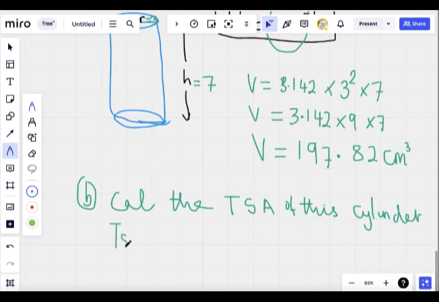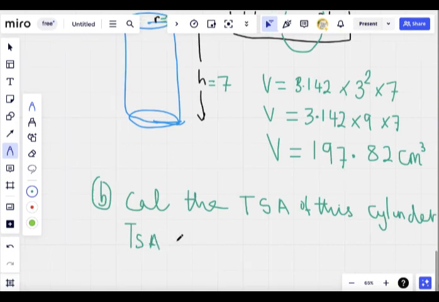Now, the total surface area, we're going to look at how we come about that. It's equal to 2 pi r squared plus 2 pi rh. Okay, so this is the formula for the total surface area.